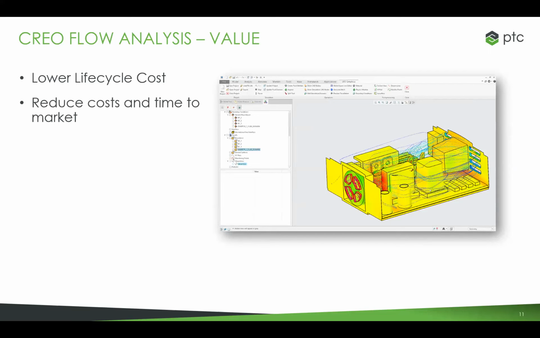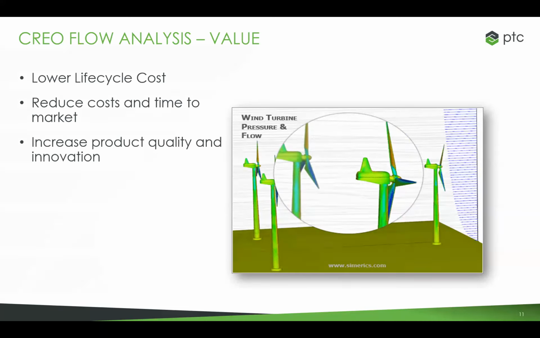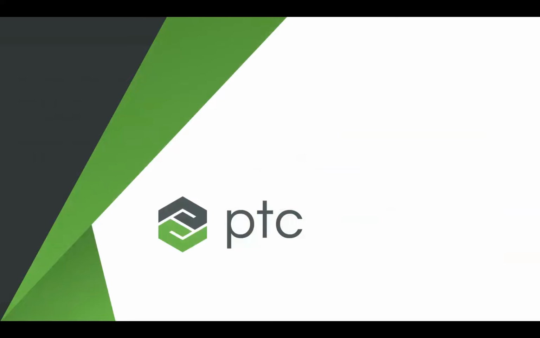Reduced cost and time to market. You're able to knock out problems early so that you don't have to waste time later on. And you're able to reduce the cost of a longer life cycle. You also get increased product quality and innovation because you're able to try out all these different ideas, and you're able to notice what makes this a good quality design, a bad quality design, while there's still time to make design decisions around that. So this is a really useful tool.